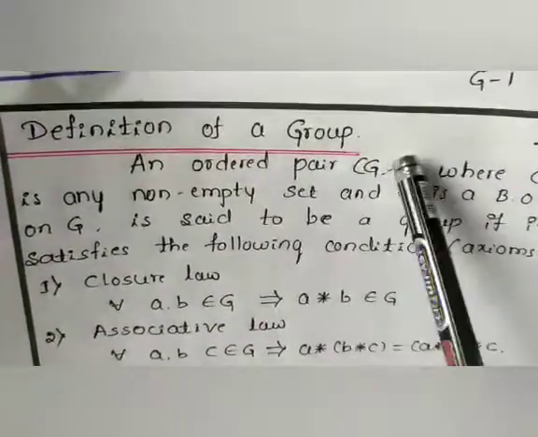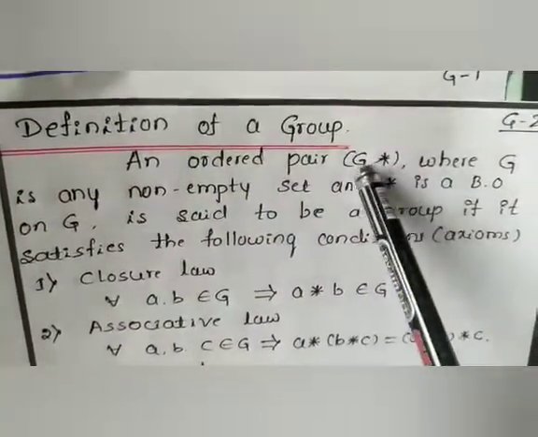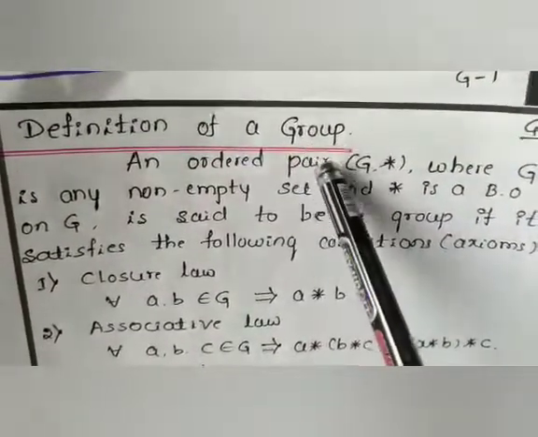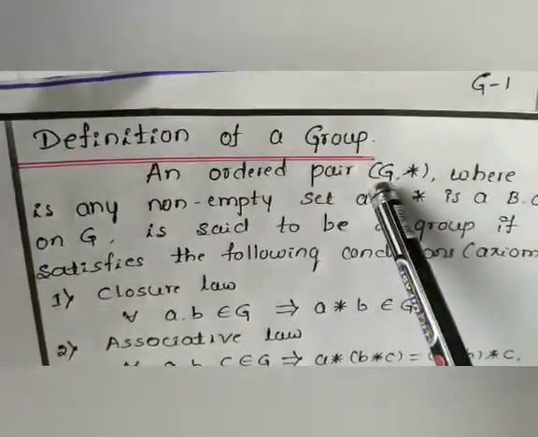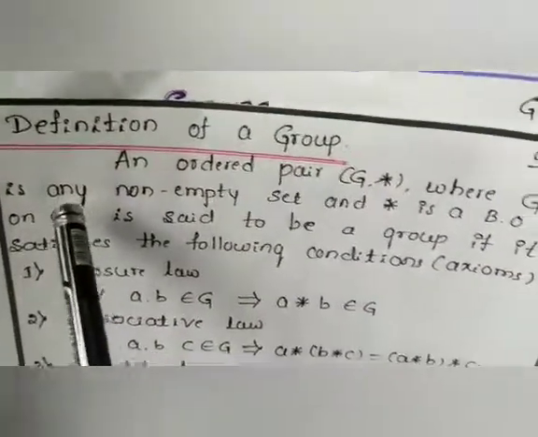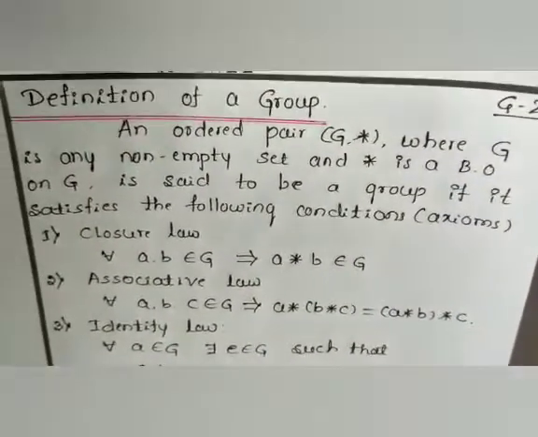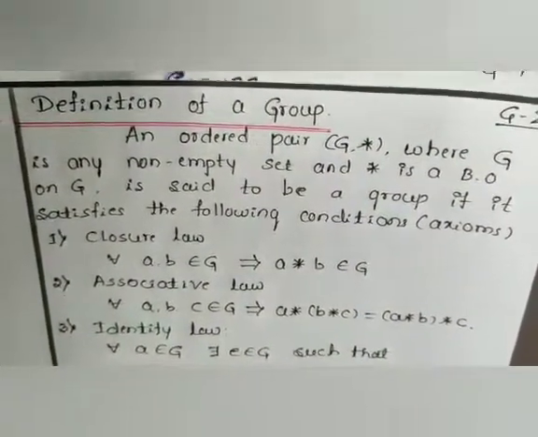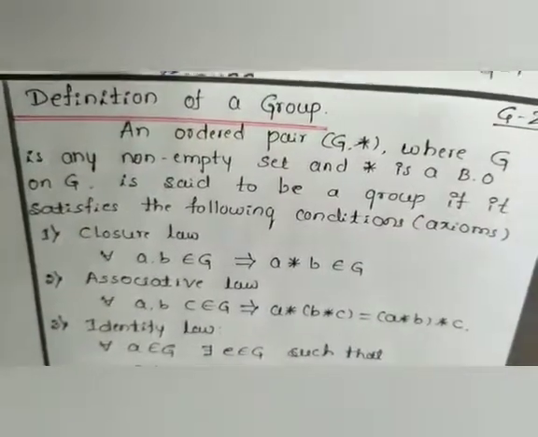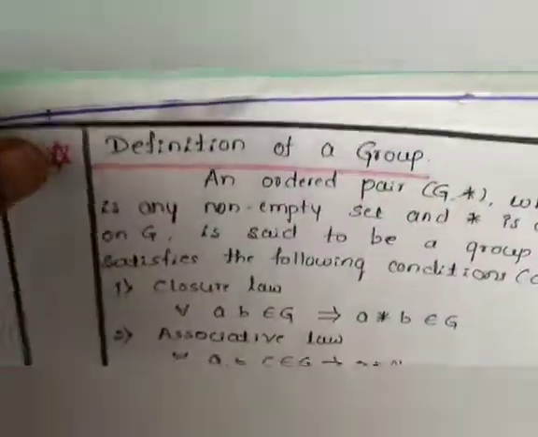An ordered pair (G, star): I put the bracket, G comma star. The two elements are written in a bracket, G comma star. I said this is an ordered pair. Ordered pair means a definite meaning of G and the star. What is the meaning of G? Where G is any non-empty set and star is a binary operation on G. It is said to be a group if it satisfies the following conditions or axioms.